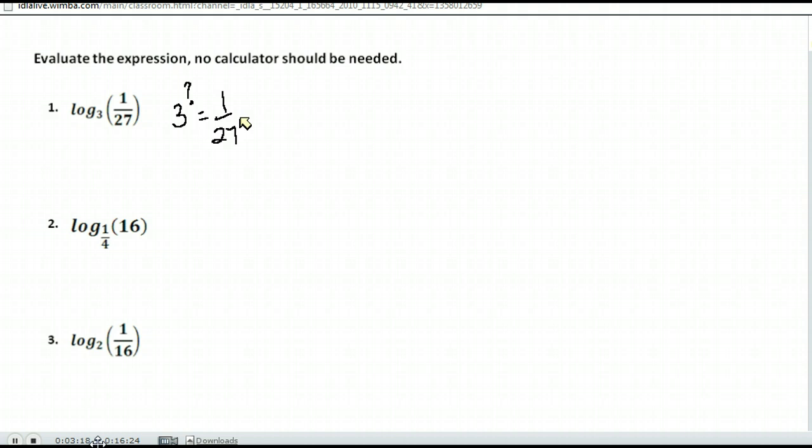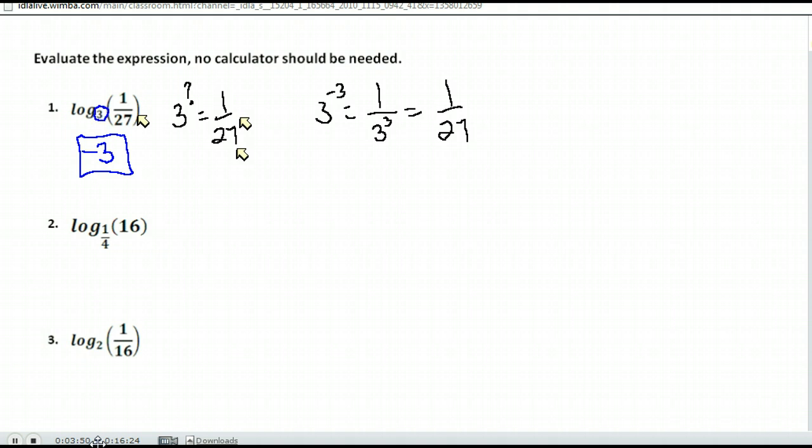So then what you want to ask is, well, how would I get 27? That's a good place to start. 3 to what power is 27? We know 3 to the third power is 27. So to get 1/27, we'd have to go 3 to the negative third power, because, just as a review, 3 to the negative third is 1 over 3 to the third power, which would give us 1/27. So the answer to this problem is -3, because 3 to the negative third power equals 1/27.